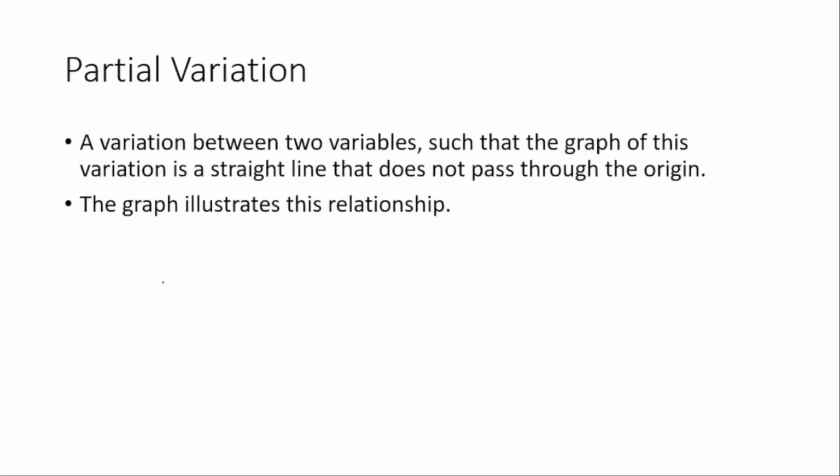So how can we define partial variation? Partial variation is a relationship that can be plotted on a graph, and the result is a straight line that does not pass through the origin. Any relationship between two variables that results in a straight line that does not pass through the origin, but cuts the y-axis somewhere, is what we're calling a partial variation.